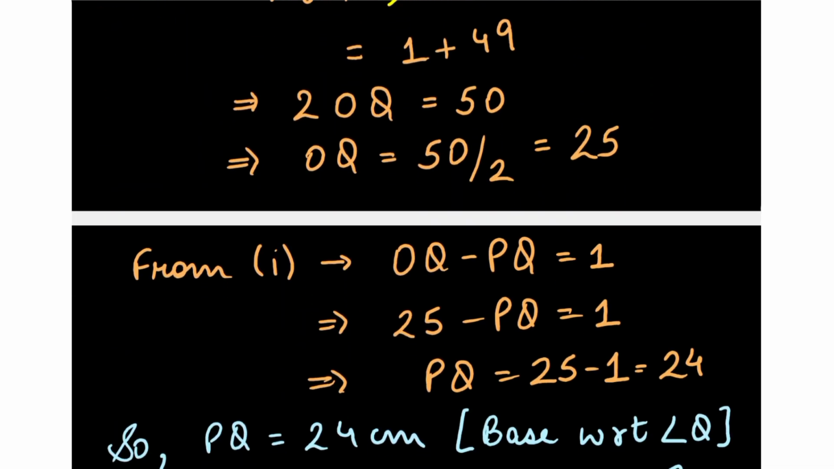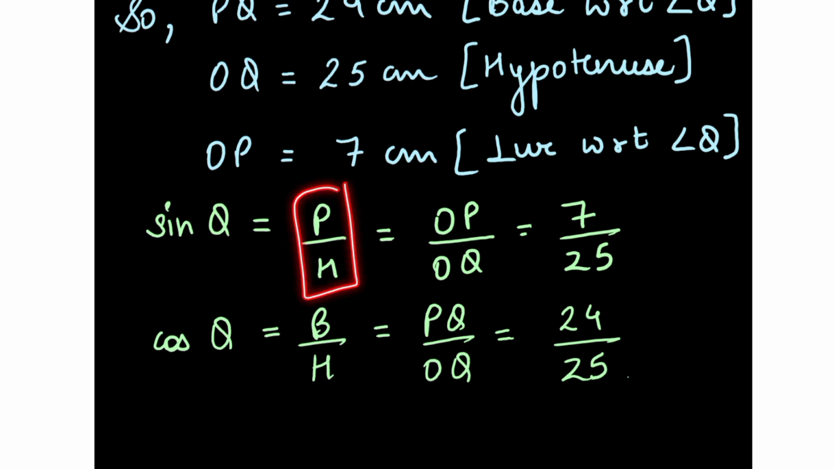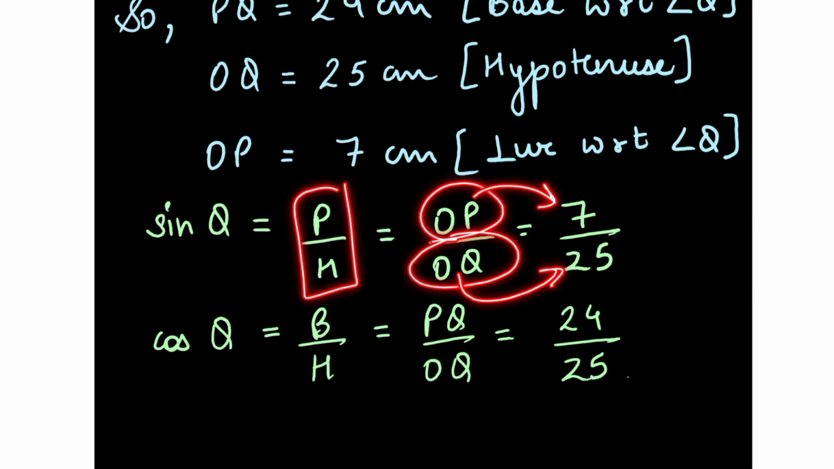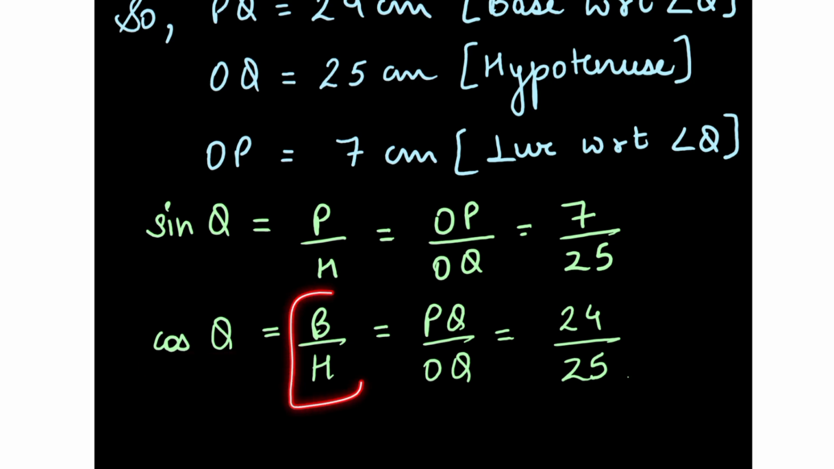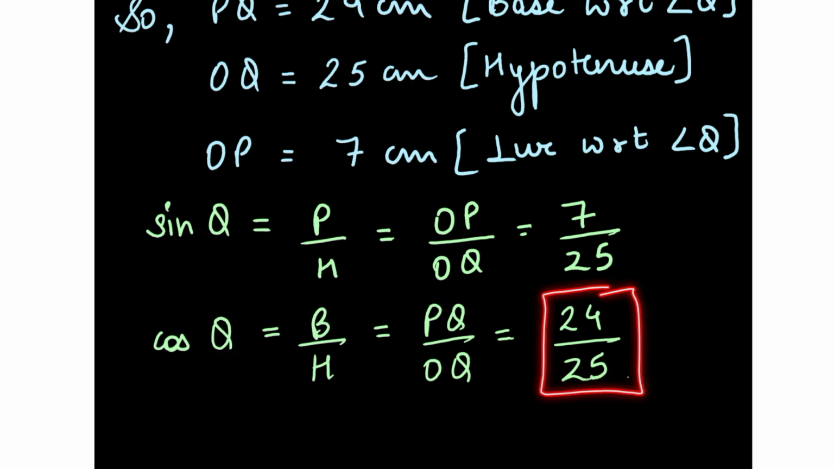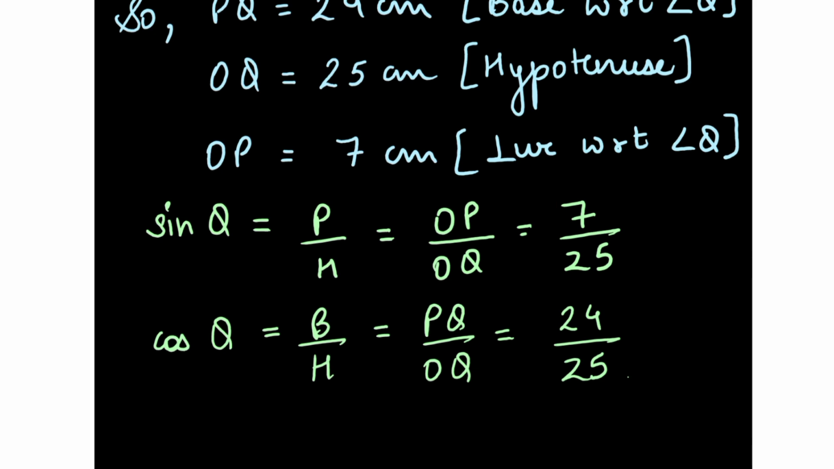So sin Q is perpendicular upon hypotenuse, which is OP upon OQ. OP is 7 centimeters, OQ is 25 centimeters. So we can say that the value of sin Q is 7 by 25. Similarly, cosine Q is base upon the hypotenuse. Base we have as PQ, whose value is 24. Hypotenuse is OQ, the value of which is 25. So we get cosine Q is 24 by 25. So these are the two ratios that we needed to find out, and we have the answer here.